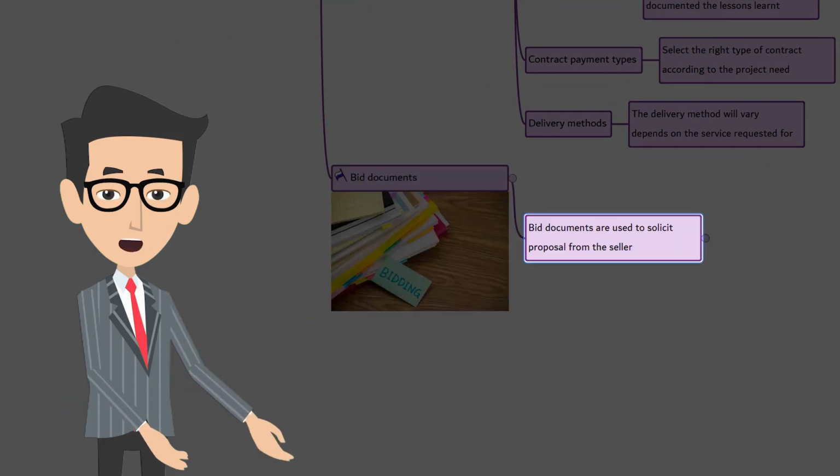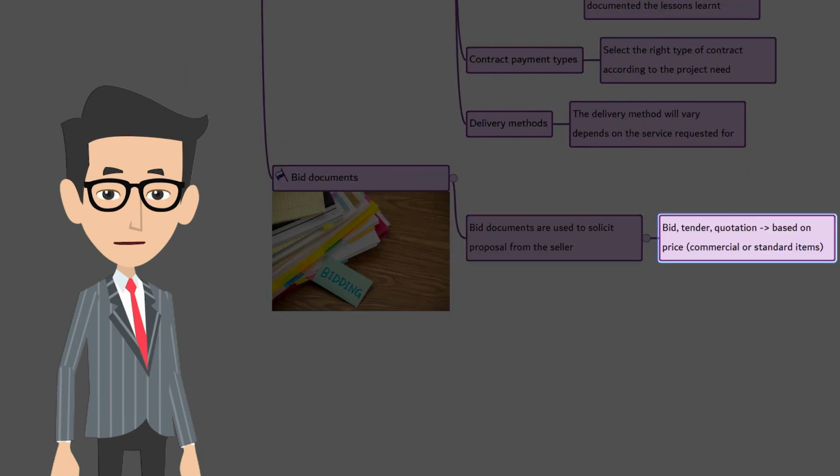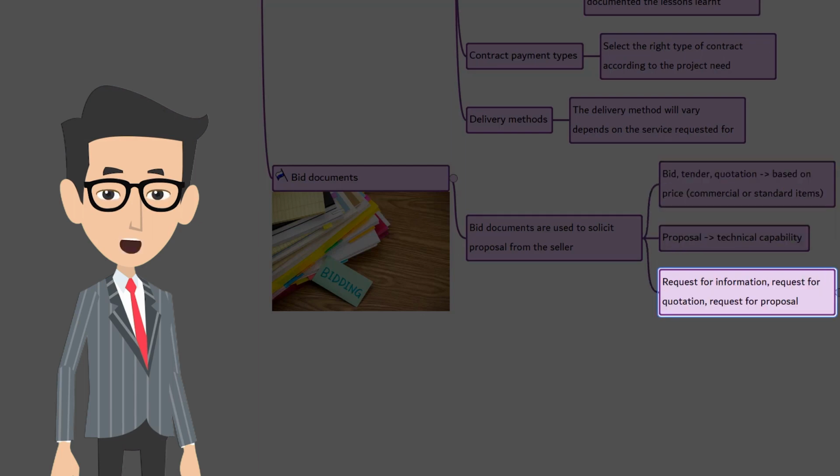Bid documents are used to ask for proposals from prospective sellers. There are two types of them. Terms such as bid, tender, or quotation are generally used when the seller selection decision is based on price, just like when buying commercial or standard items. While a term such as proposal is generally used when other considerations such as technical capabilities or technical approaches are most important. Specific procurement terminology used may vary by industry and location of the procurement.